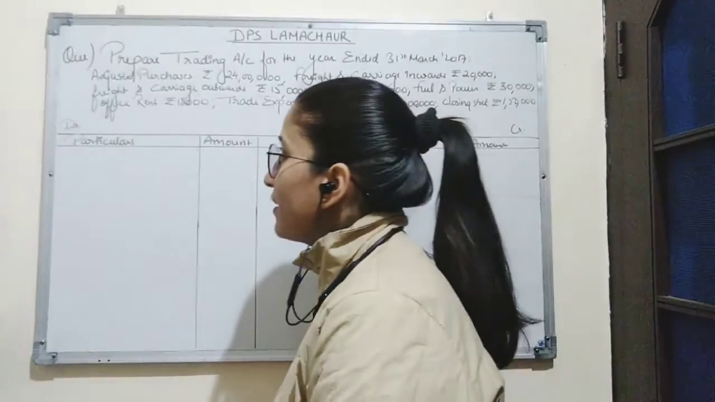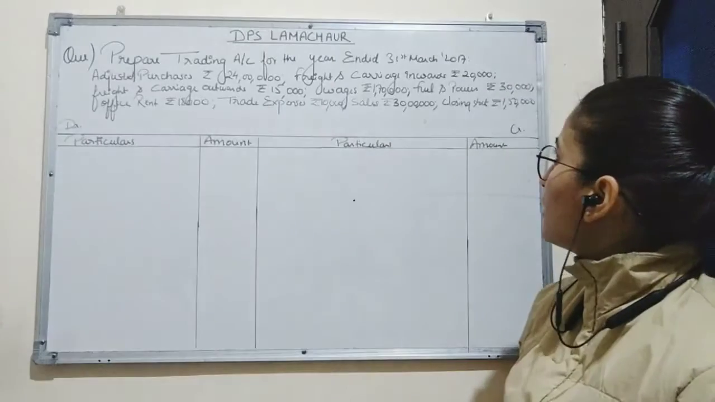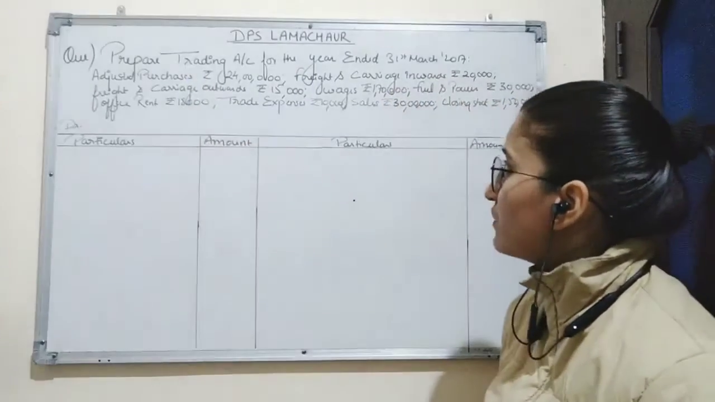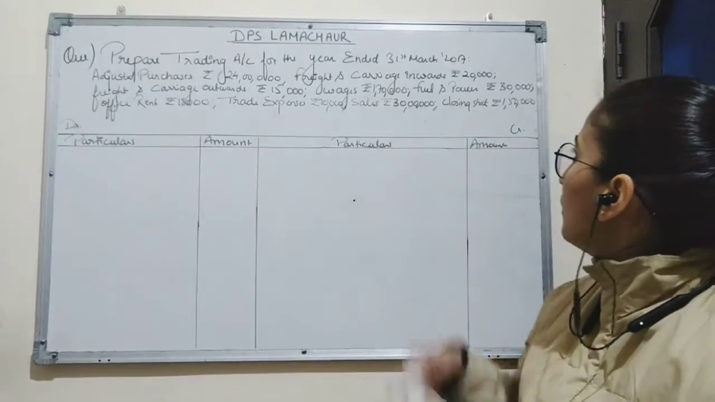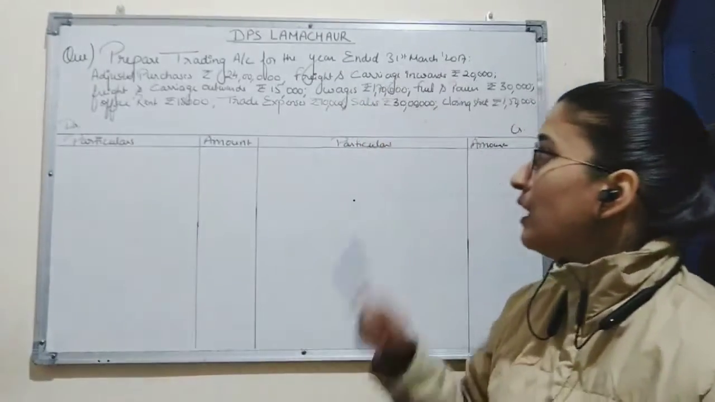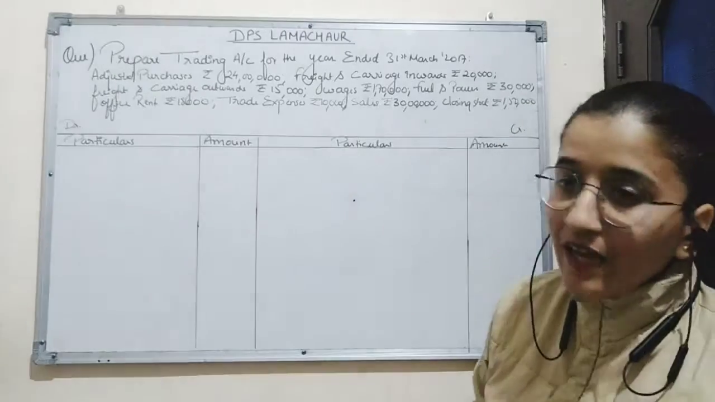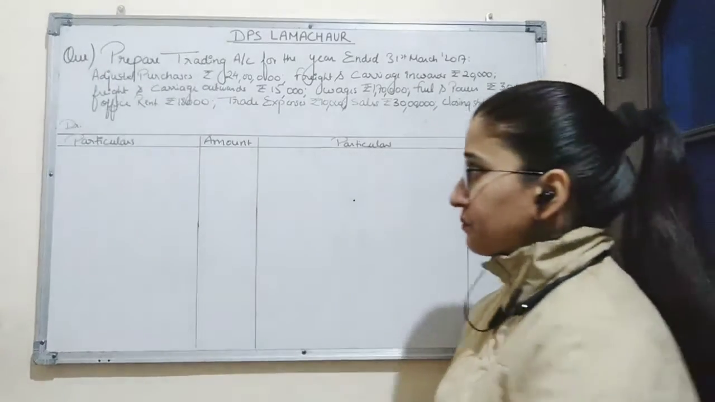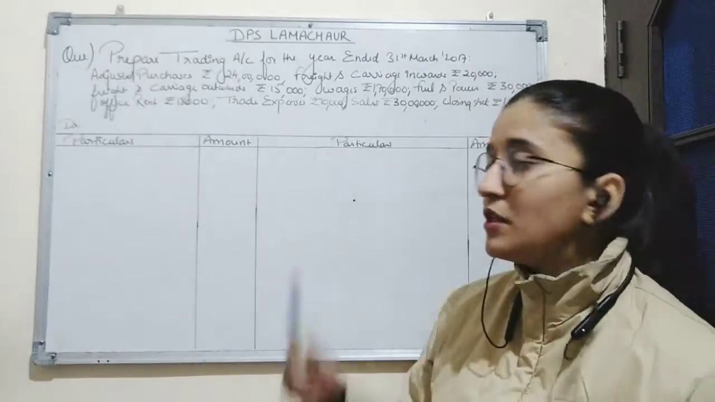So as the information is given, adjusted purchases is rupees 24 lakh. Freight and carriage inwards is rupees 20,000. Freight and carriage outwards rupees 15,000. Wages amounting to rupees 1,70,000. Fuel and power rupees 30,000. Office rent rupees 18,000. Trade expenses amounting to rupees 10,000. Sales rupees 30 lakhs. And closing stocks amounting to rupees 1,50,000. So here we have to write all these expenses and income in trading account.